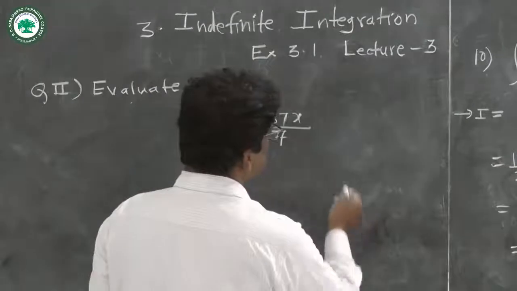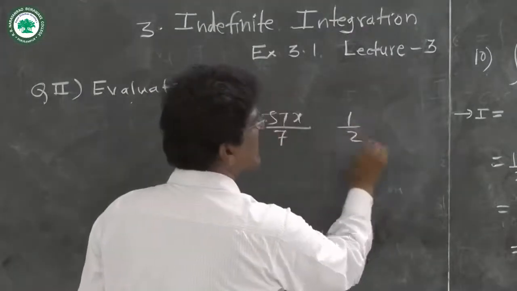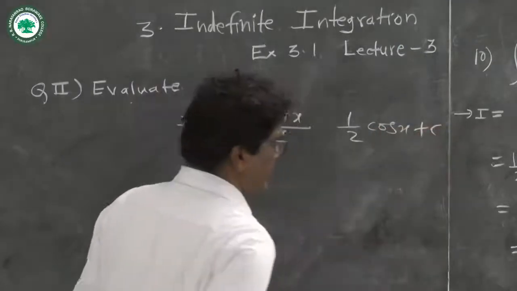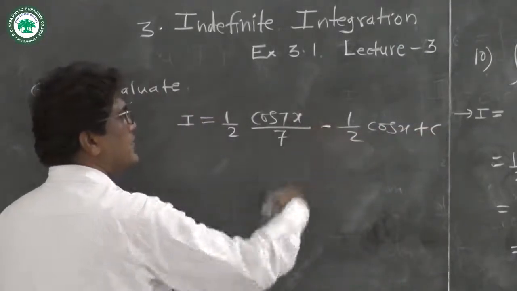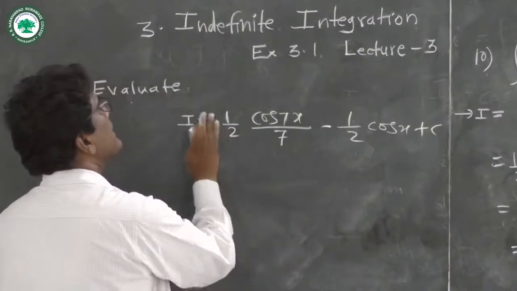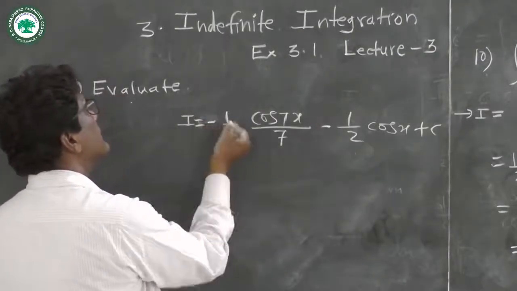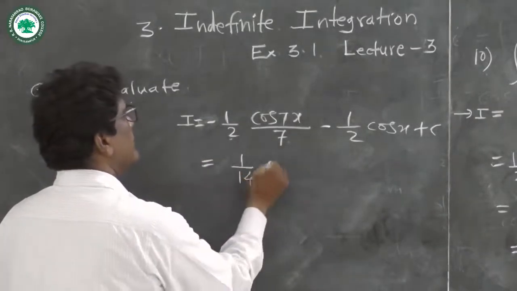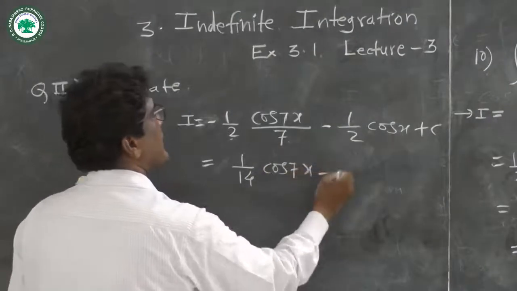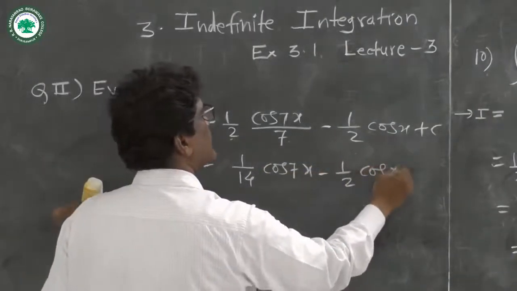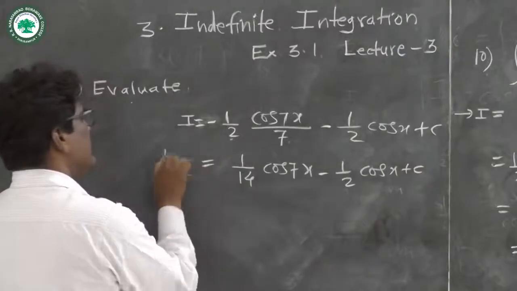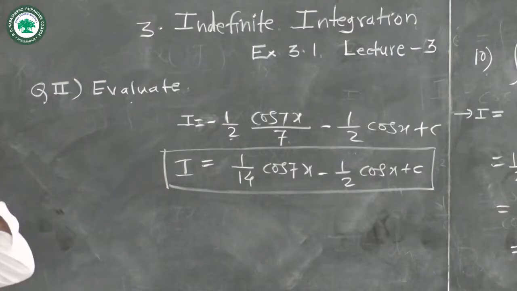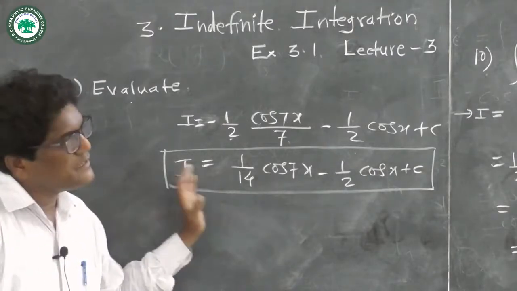Now again 1/2 as it is, integration of sine x is cos x plus constant of integration, but the answer is minus cos. So here also minus, and it is equal to 1/2 into 7, that is 14, cos of 7x minus 1/2 cos x plus constant of integration. This is the final solution of the last problem in question number 2. So take the screenshot and write it down.